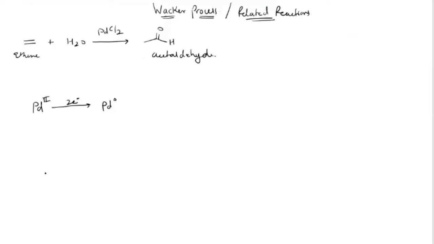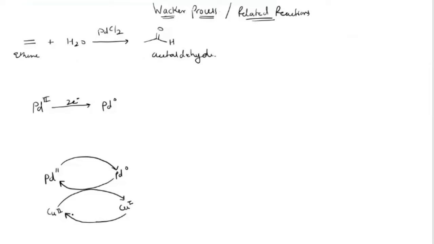Now if you see the reaction, suppose this is your palladium. Now palladium 0 is reoxidized to palladium 2 in presence of copper. Copper will oxidize palladium to palladium 2, divalent, and this is how it works.